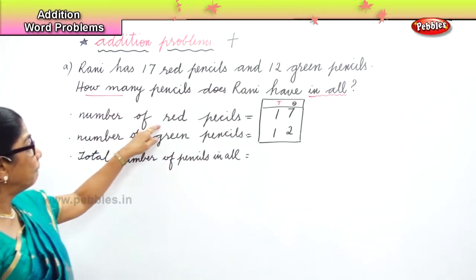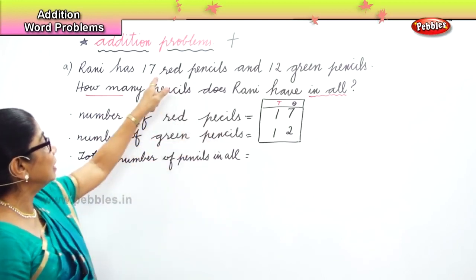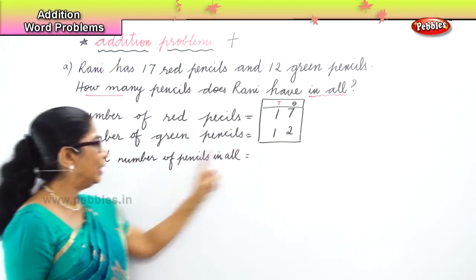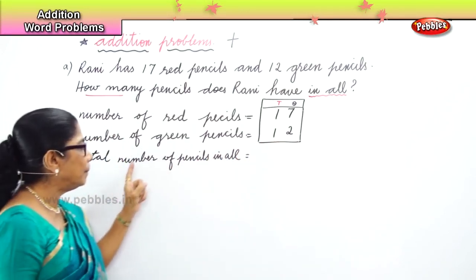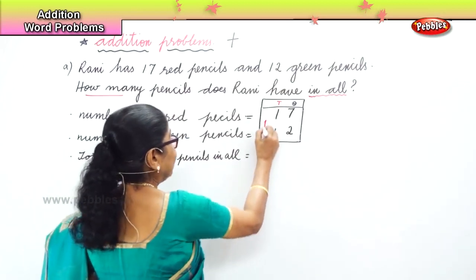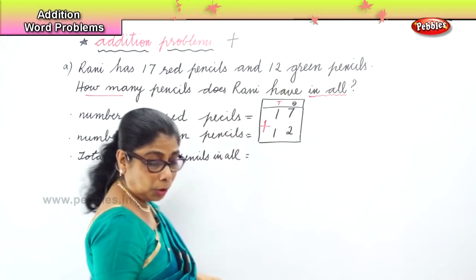Number of red pencils, 17. Number of green pencils, 12. Total number of pencils in all. What are we doing? Adding. You are doing an addition problem.